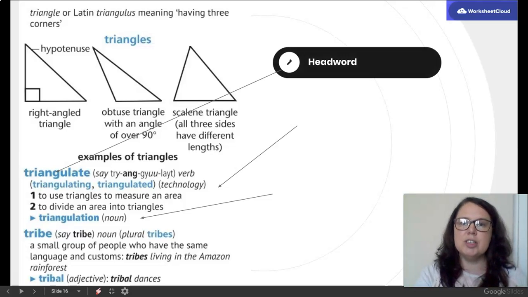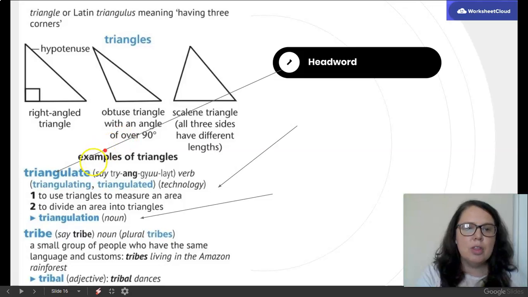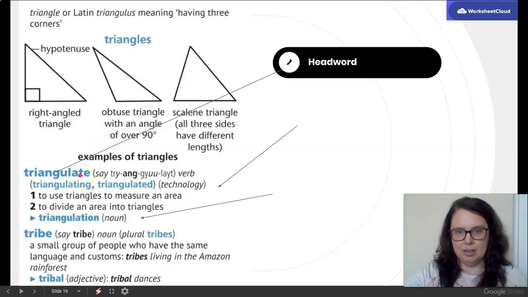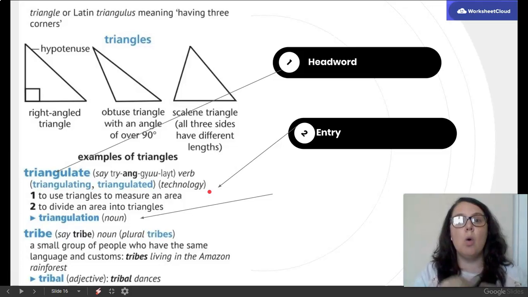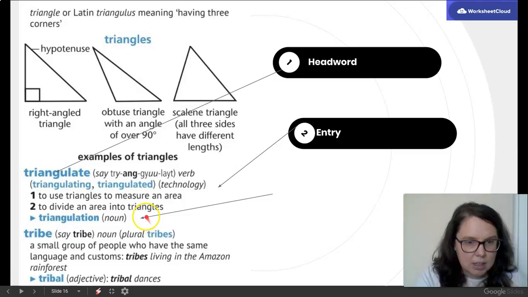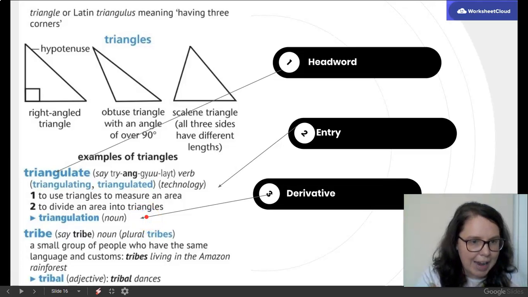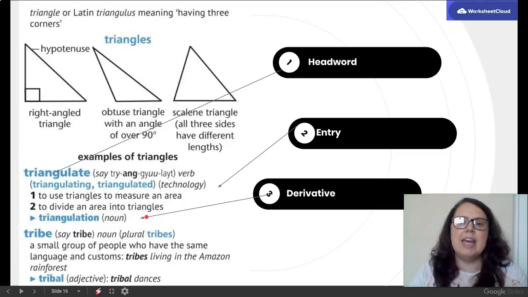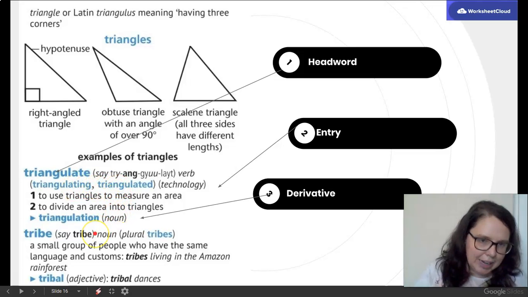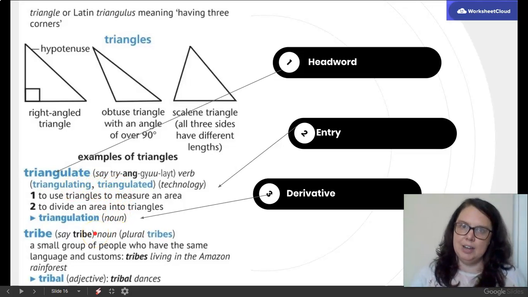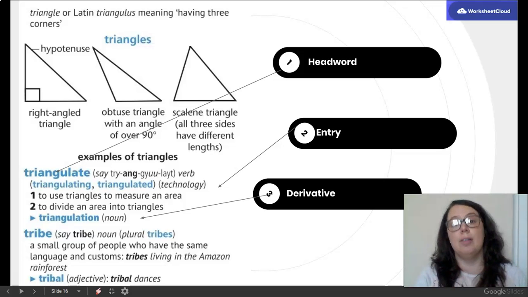Okay, so that very first arrow is the head word, the word we are actually looking up. Then this vague, it's pointing to that whole section. So it is the entry, all the information put together. Then we see here the arrow pointing to triangulation. This is a derivative. So again, we were given the word triangulate, triangulating, triangulated, triangulation, all these suffixes added on to change the part of speech.